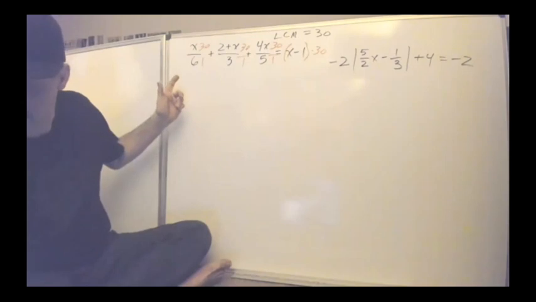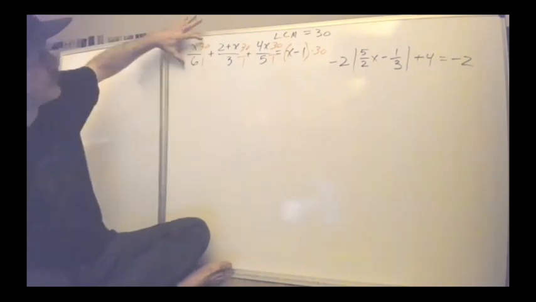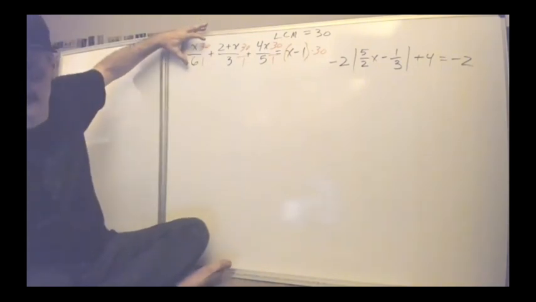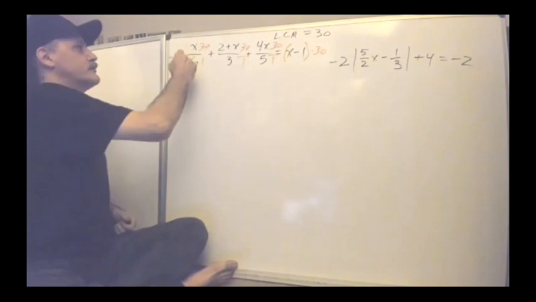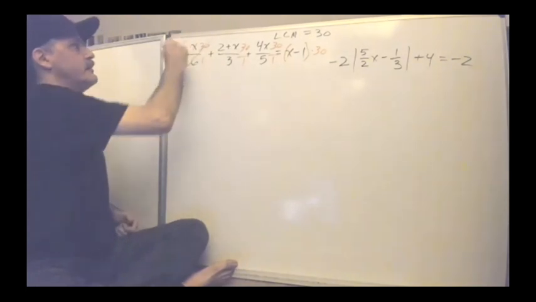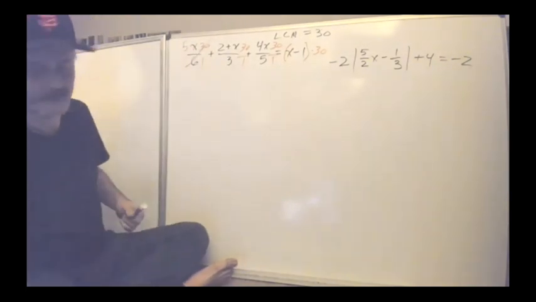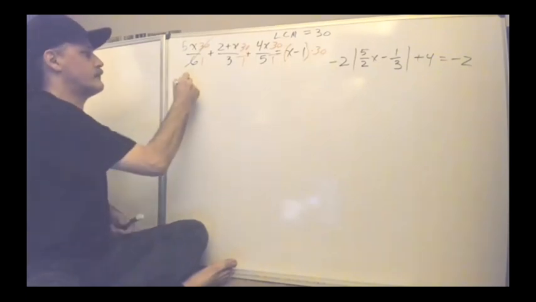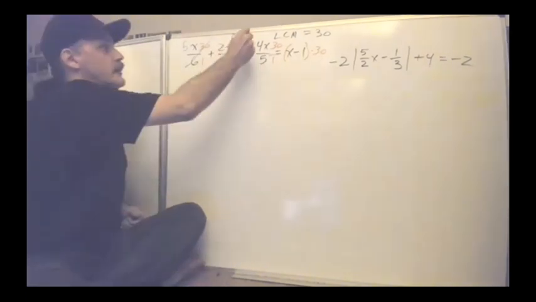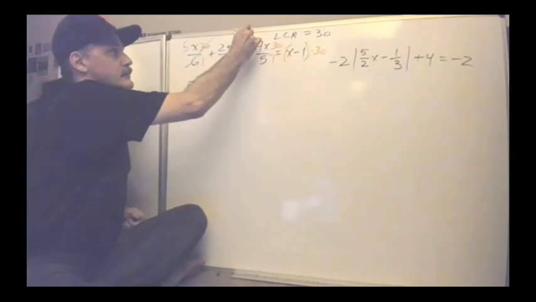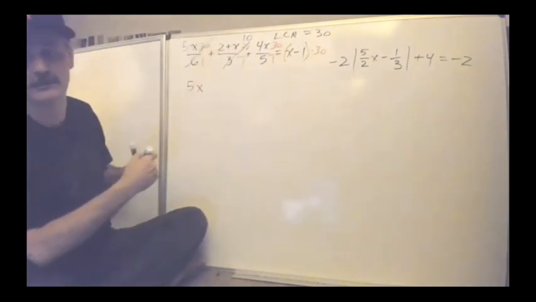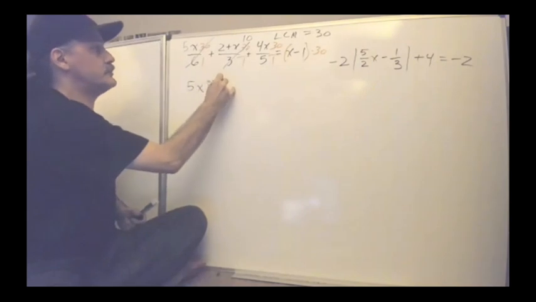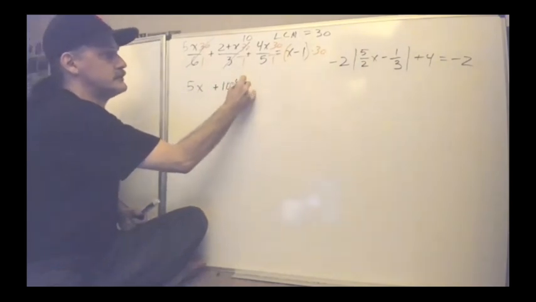Okay, so now I'm going to call randomly on students. Lucas, what's 30 divided by 6? 5. Right. So that means this is going to become 5 times x. This becomes 10 times 2 plus x. Now be careful, because you might forget the 10 is also multiplied to the 2. So I'm not going to do that just yet. I'm going to write this.